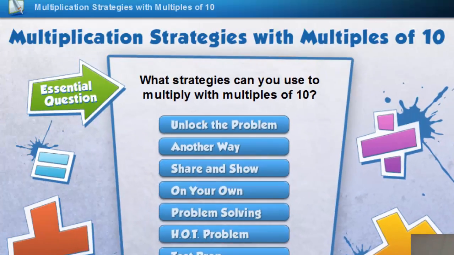Really? You'll be ready when we get to the end of this. You'll get this, I promise. All right, let's go ahead and start, and let's unlock the problem together.